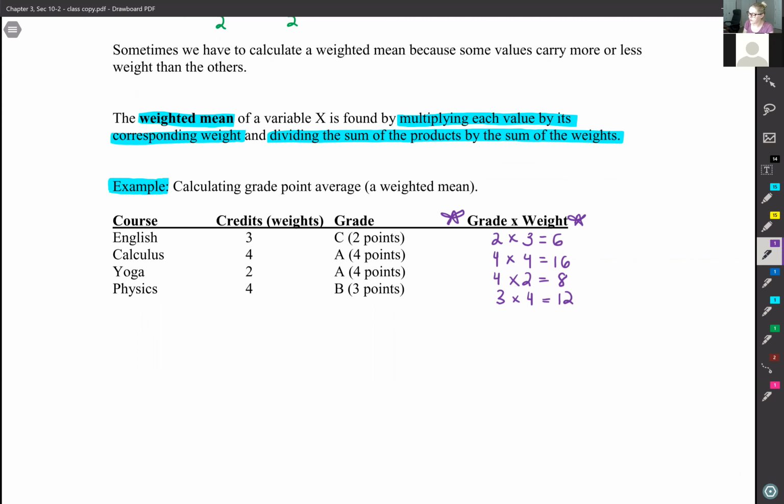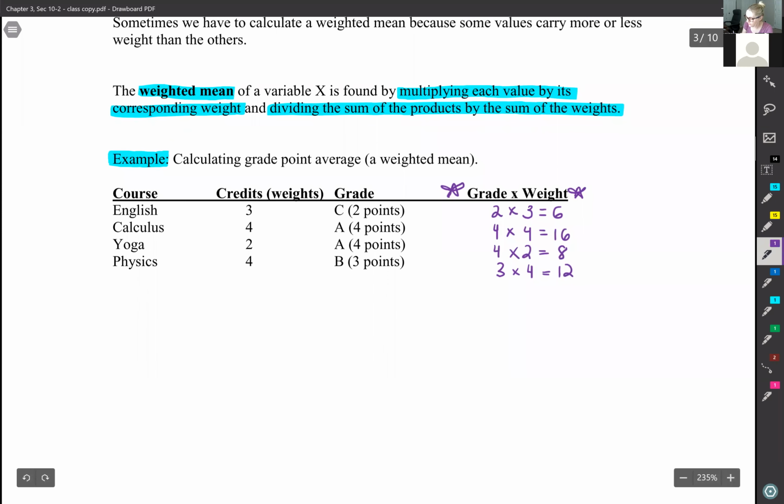Okay, so I did the grade times the weights, and then it says I need to divide the sum of these products. So I need to add these all up, and I need to divide them by the sum of the weights. So I'm going to add them all up. So I have 6 plus 16 plus 8 plus 12. And then I need to divide them by the sum of the weights. So I'm just going to add these weights up. So I'm going to divide it by 3 plus 4 plus 2 plus 4.